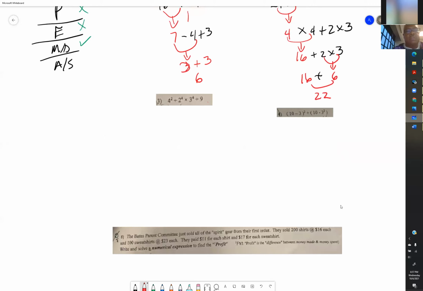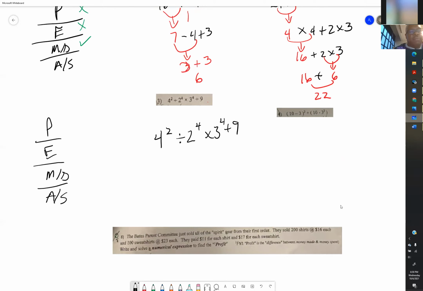So this looks like to me 4 squared divided by 2 to the 4th power times 3 to the 4th power plus 9. That's how it looks to me. Let's not forget our list over here. We rewrite it because it's going down a little bit. Parentheses, exponents, multiplication, division, addition, subtraction. All of this is from left to right. We don't see parentheses at all, but we do see exponents. Let's deal with all of the exponents first.